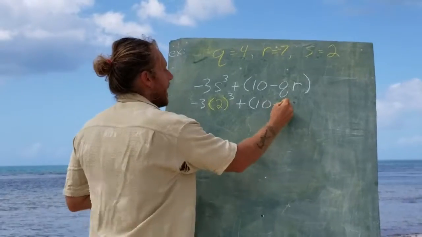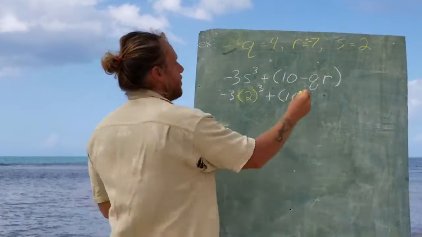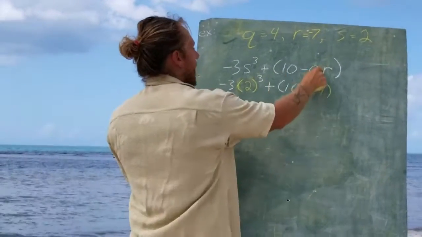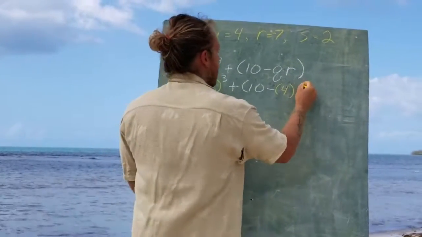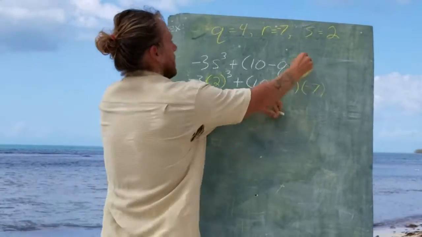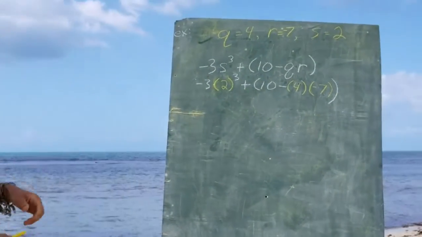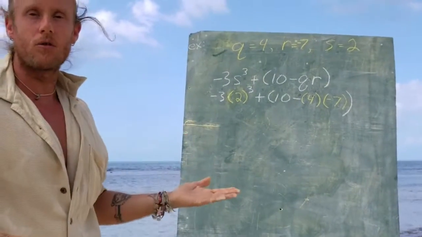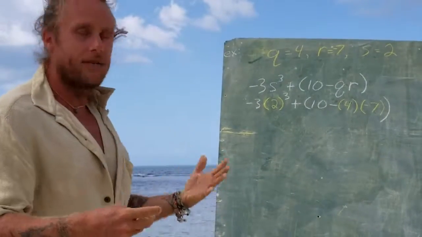So here we have minus Q, which is 4. So instead of just putting 4, we're going to put in parentheses 4, times R, which is negative 7. Again, in parentheses. And don't forget this final parenthesis there. Okay, so now we have a purely numerical expression in which we can use our order of operations and refreshment of exponential notation to evaluate.